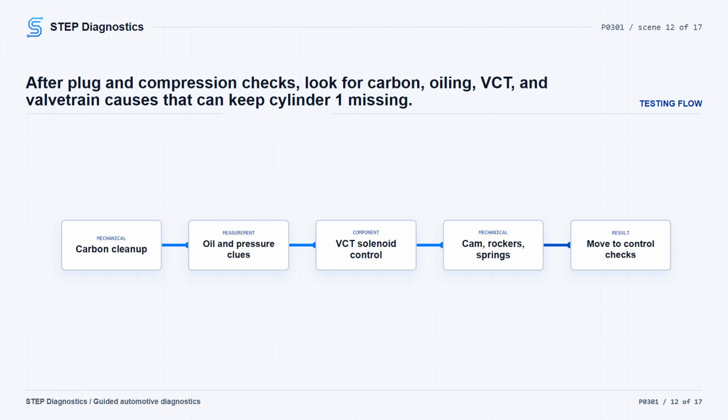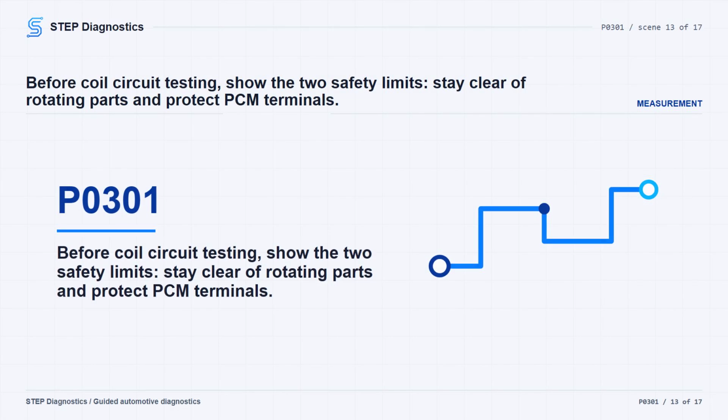If VCT control checks out, inspect the camshaft lobes, rocker arms, and springs for excessive wear or broken parts. If you find a valvetrain issue, perform the appropriate mechanical repair and verify. If nothing is found there, move to the final connector and control checks. If the earlier spark check did not show a crisp blue spark, test the ignition coil feed and control circuits.